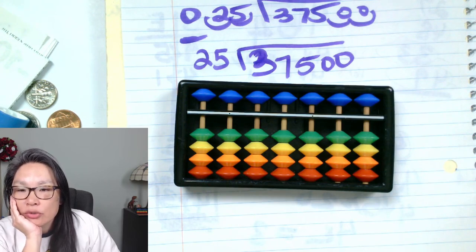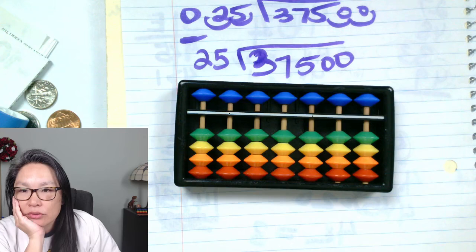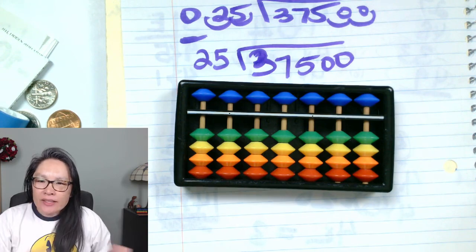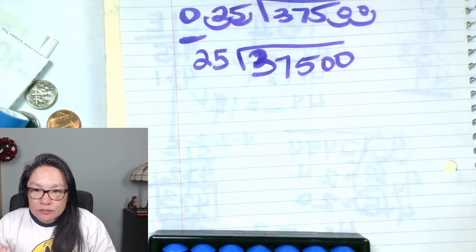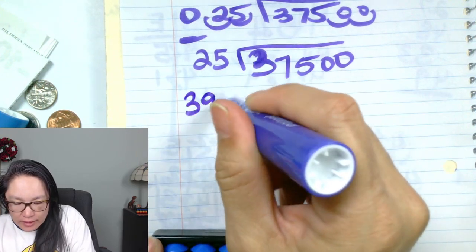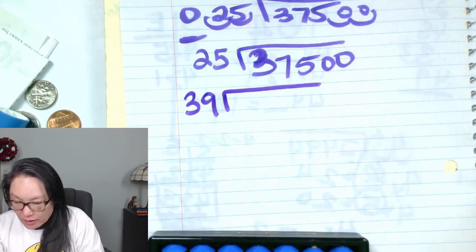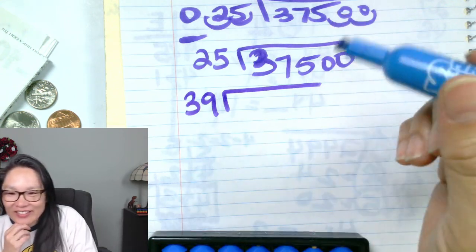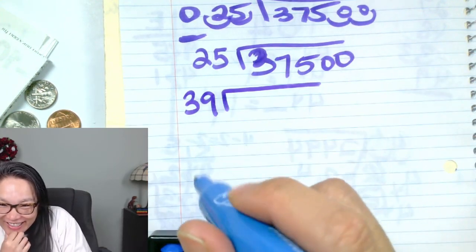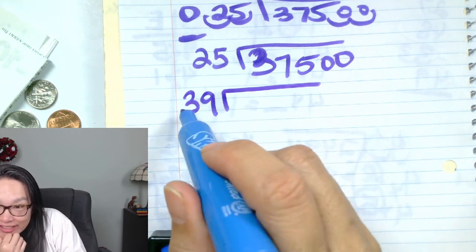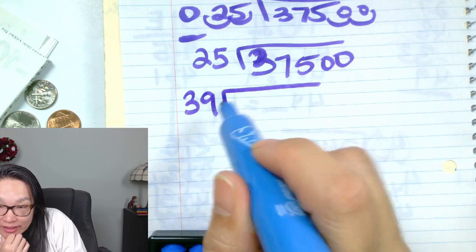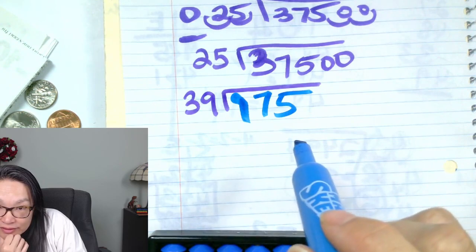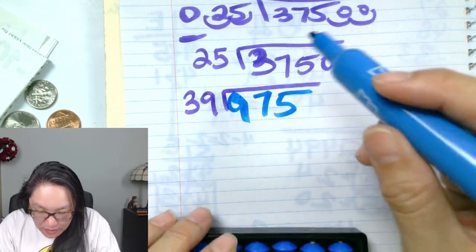So we could do, if you want, we'll do this one. 39. Oh, I should use a different color. 39. Machi, I agree with what you said. Division is kind of its own line. 39 divided by 975. All right, that's a 9. This is a 9. So what are we doing?